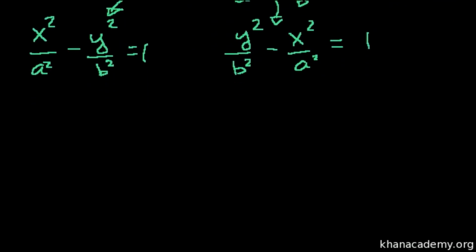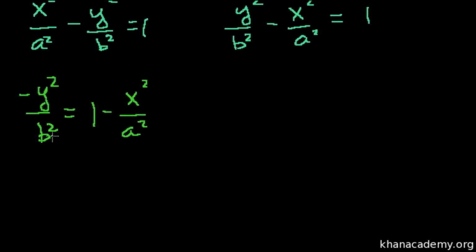So these are both hyperbolas. And what I like to do whenever I have a hyperbola is solve for y. So in this case, if I subtract x squared over a squared from both sides, I get minus y squared over b squared, that stays there, is equal to 1 minus x squared over a squared. And then I want to get rid of this minus and this b squared. So let's multiply both sides of this equation times minus b squared.